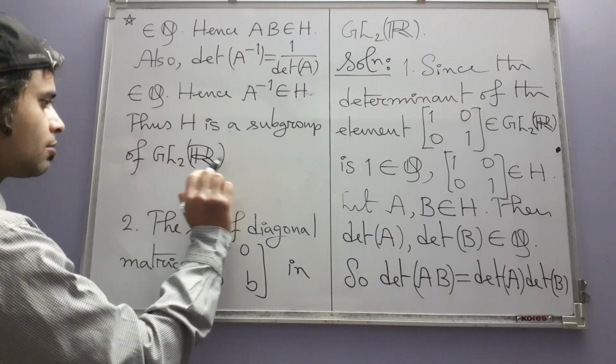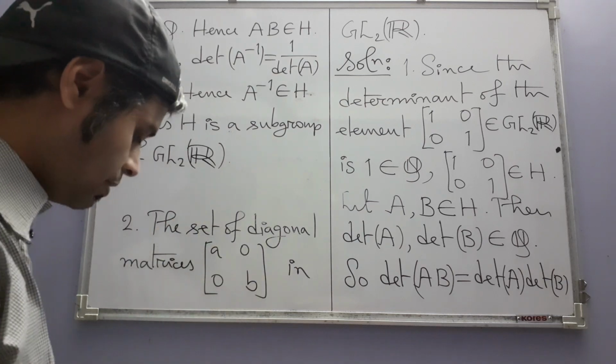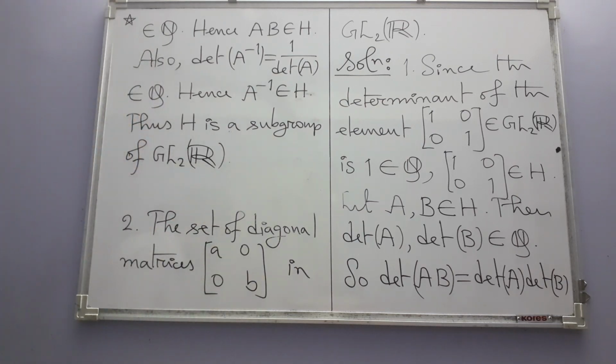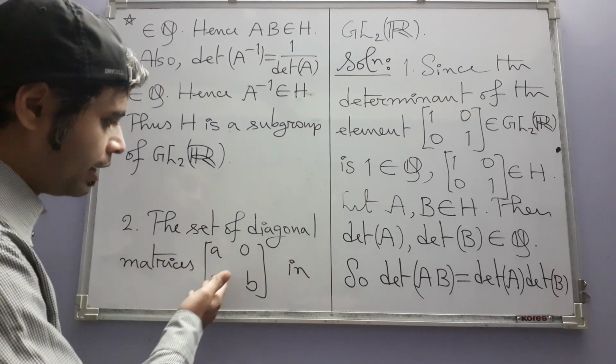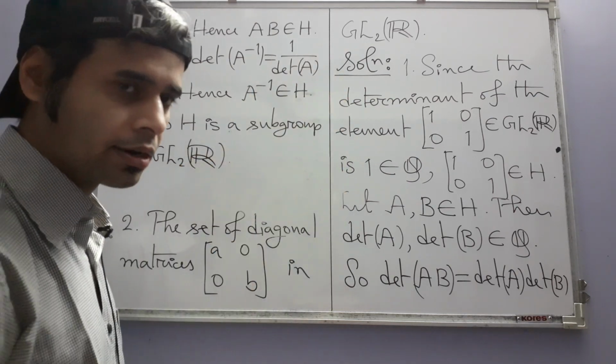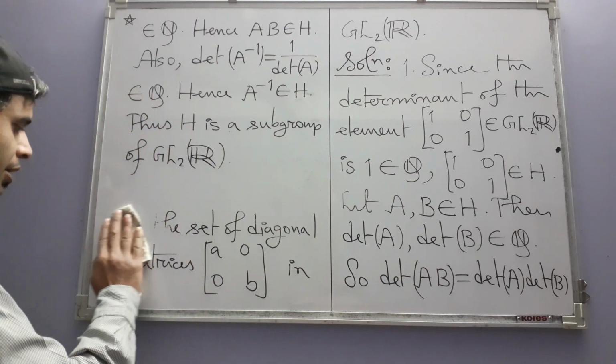Okay, now next comes the normal. Oh, I was trying to save this one. No, anyway I have to erase it. The second one, of course, is the set of all diagonal matrices in the general linear group. We will remember it.